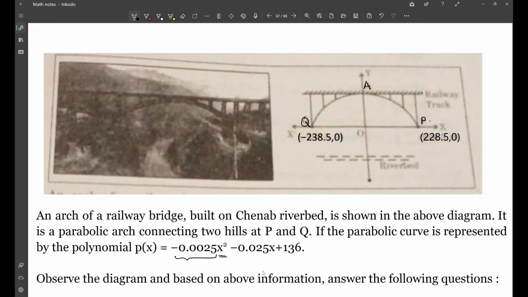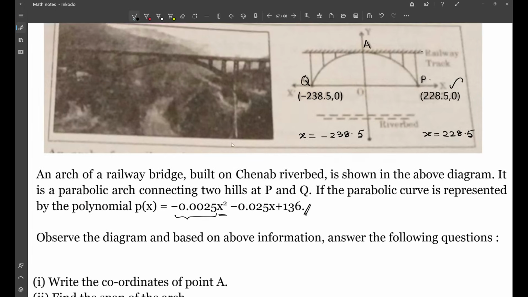Observe the diagram and based on the above information, the points are given. This is the x-axis. The points where the parabola meets the x-axis are called the zeros of the polynomial, which means x is equal to minus 238.5 and the other x value would be 228.5. The zeros are directly given. So you don't have to factorize this polynomial and find the zeros.